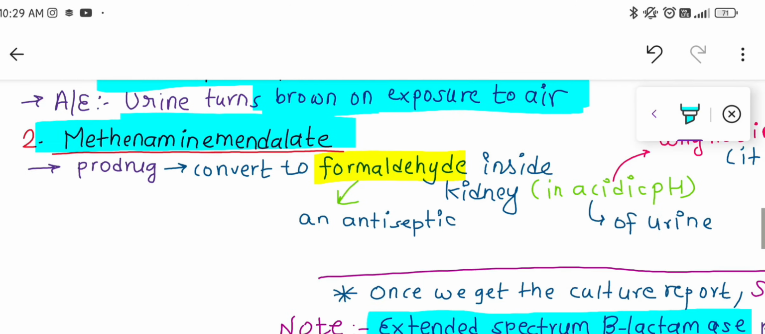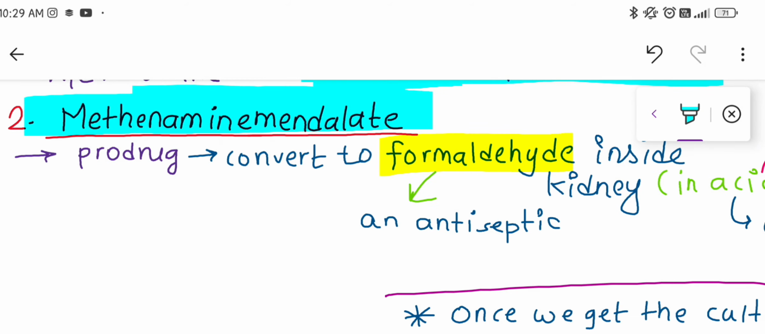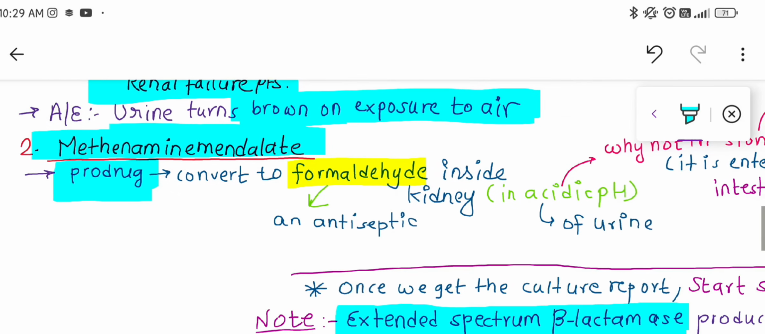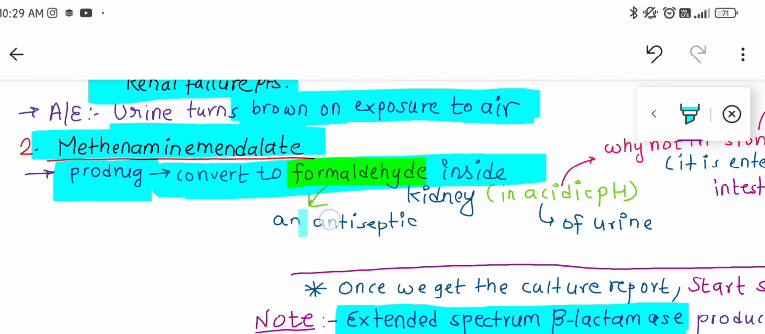And next, methenamine mandelate. Methenamine mandelate is simply a prodrug. It is not in an active form. It first enters our body, then it converts into the active form. So it is a prodrug and it gets converted to formaldehyde. Formaldehyde is an antiseptic, and it is highly dangerous and corrosive.